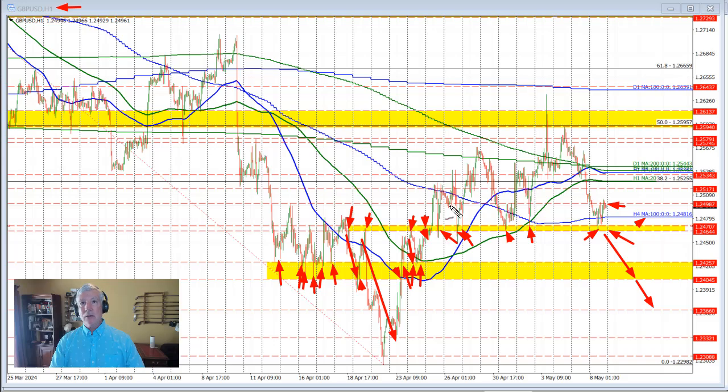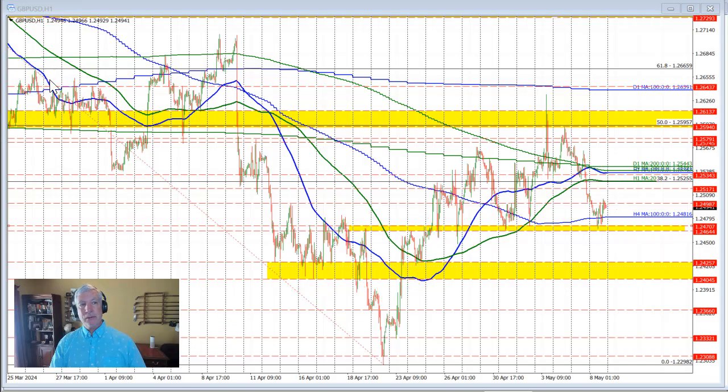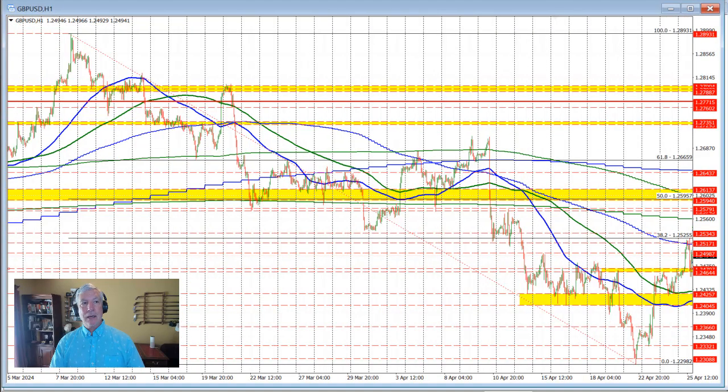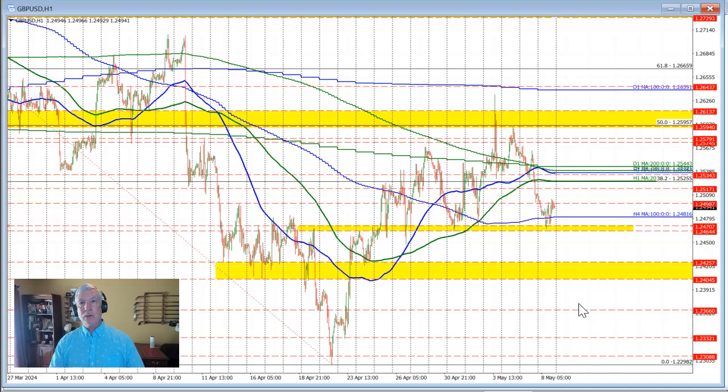Well, if I look at this whole area right through here, what do we have there? We have the 38.2% retracement of the move down, going back in time to, well, let's go back to it right here. This is the March high down to the low that we saw in April. So that would be one of the levels that would be in play.